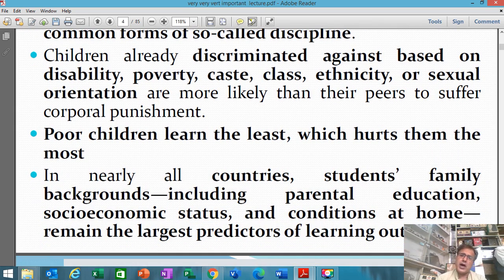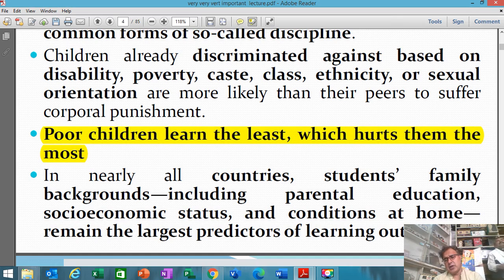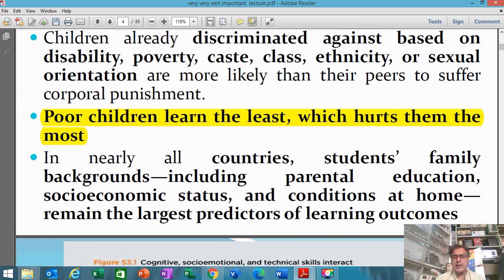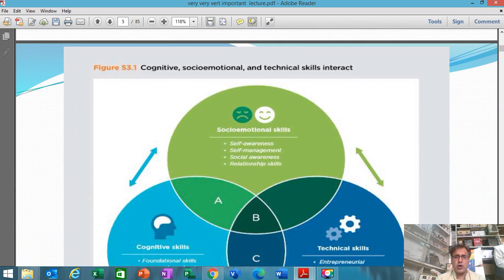You must remember, there are many issues there. Poor children, along with other social inequalities, face injustices leveled at them. Therefore, we say that poor children learn the least because they suffer the most, which hurts them the most. In nearly all countries, students' family background, including parental education, socioeconomic status, and conditions at home, remains the largest predictor of learning outcomes. Cognitive, socio-emotional, and technical skills interact.